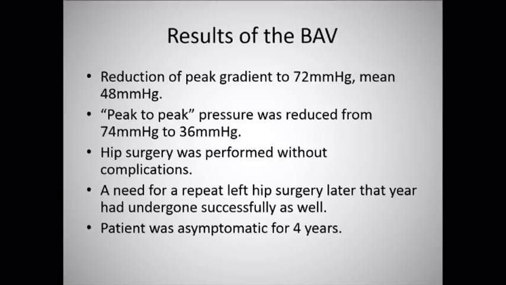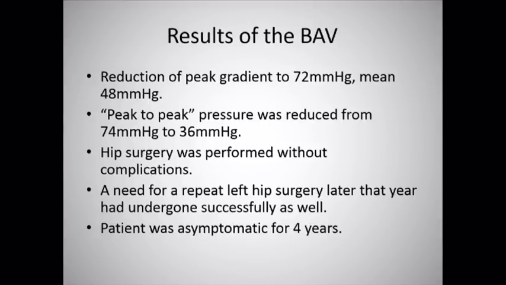The result of the balloon aortic valvuloplasty was a reduction of the peak gradient from 72 millimeters to 48 millimeters of mercury. The peak-to-peak pressure was reduced from 74 to 36 millimeters of mercury. And this enabled the orthopedics to perform the hip surgery, which was carried out without any complications. In fact, there was a need for a repeat orthopedic surgery later that year, which was undergone successfully as well.